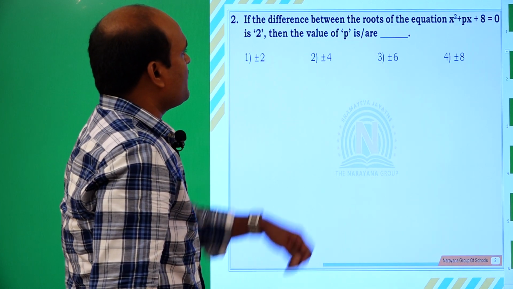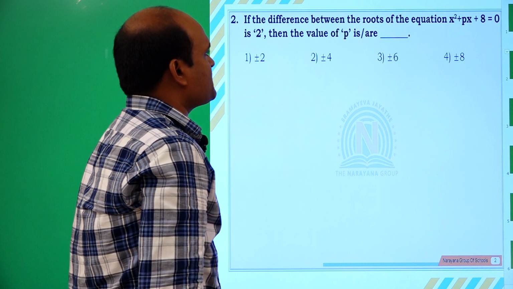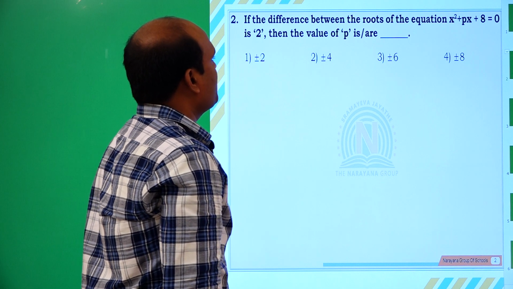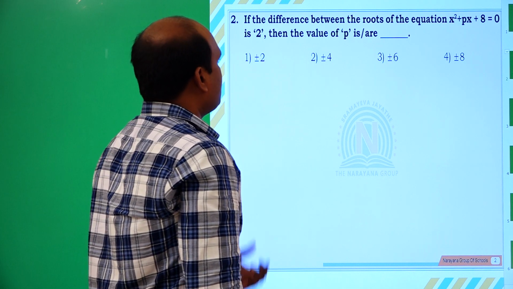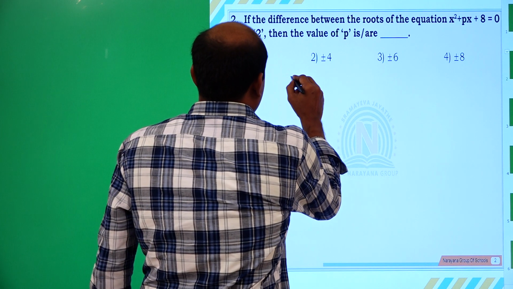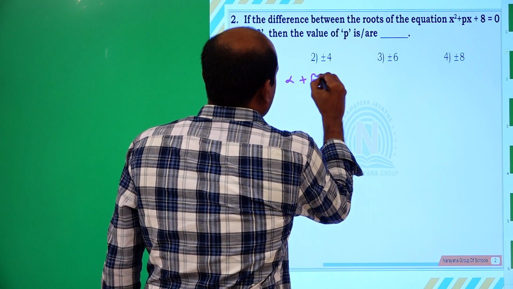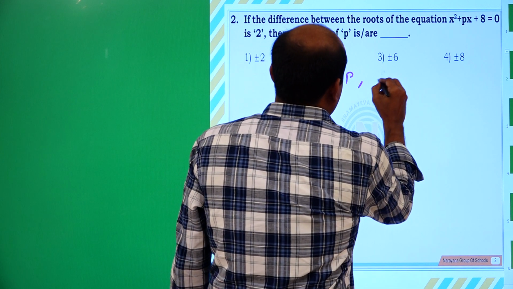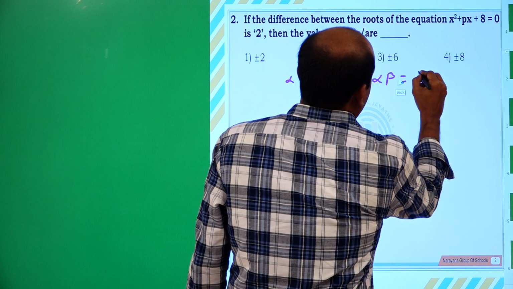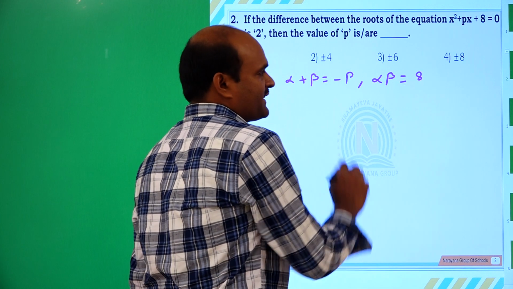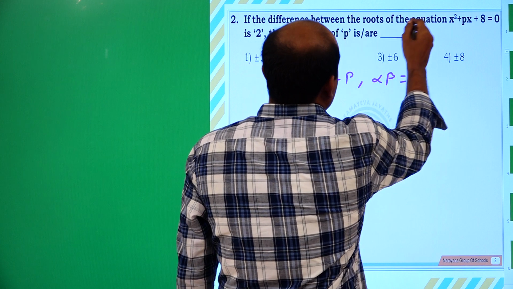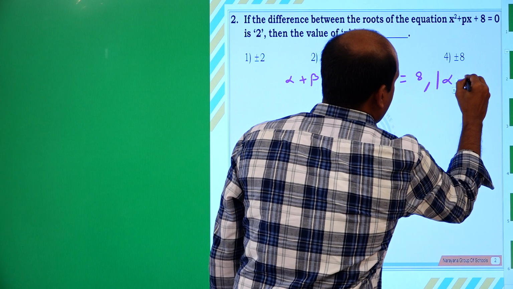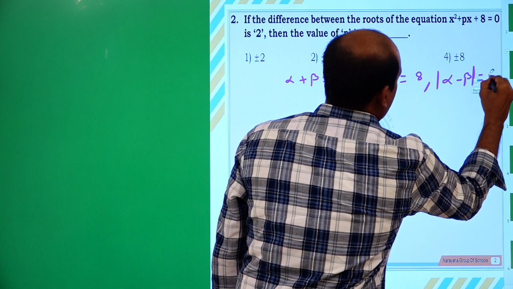If the difference between the roots of the equation x square plus px plus 8 equal to 0 is 2, then the value of p is. If alpha, beta are the roots of that equation, we know that alpha plus beta is equal to minus b by a, that is minus p, and alpha beta is equal to 8 by 1, that is 8. Now given the difference between the roots of the equation is 2, that implies modulus of alpha minus beta is equal to 2.